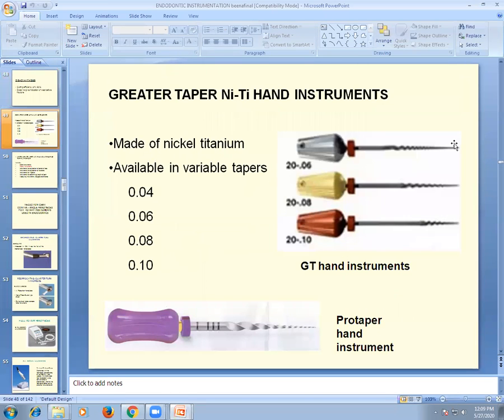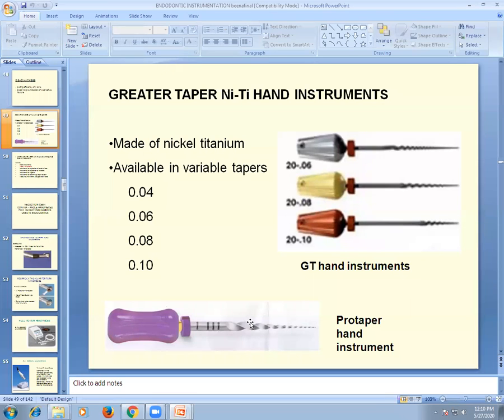These are the greater taper nickel titanium hand instruments. Well, we have seen the K files, the H files and the reamers, which are just 2% in taper. Now, these are the ProTaper hand instruments. Once you clear your final exams and start your clinical work during the internship, you are supposed to do root canals with the hand instruments and the ProTaper hand instruments, the greater taper instruments.